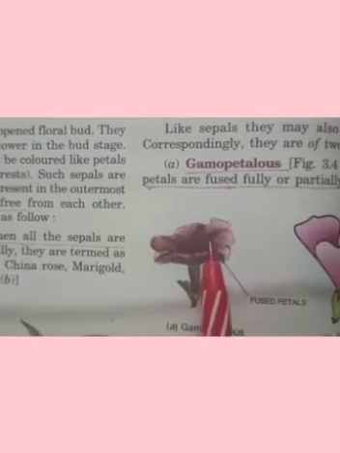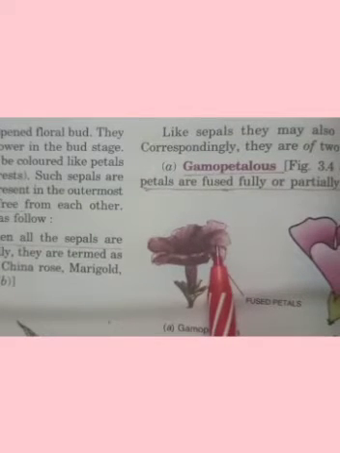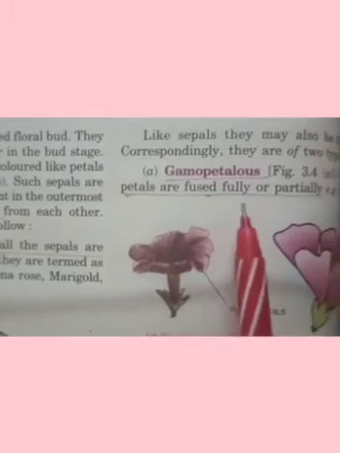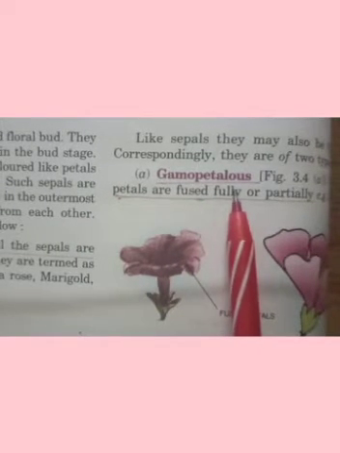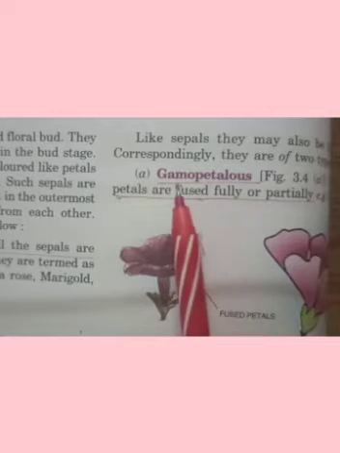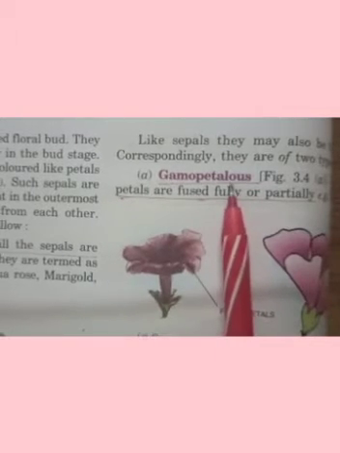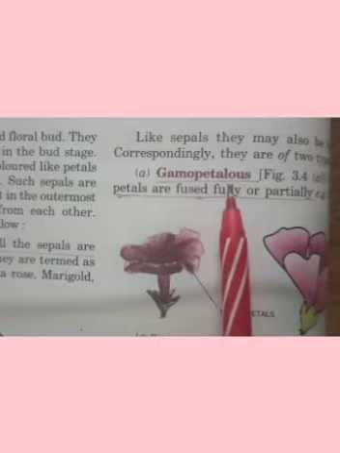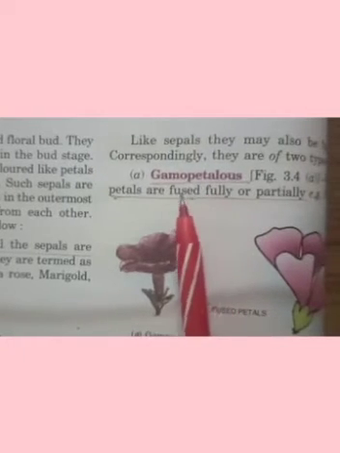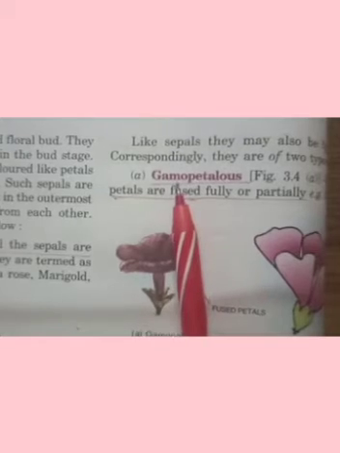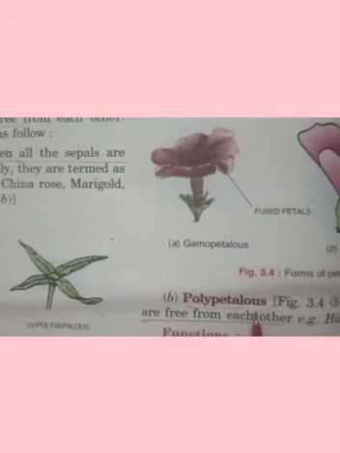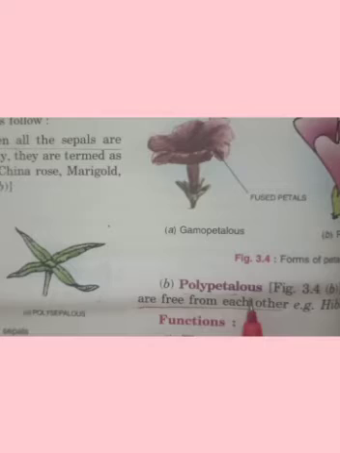Okay, second whorl is your corolla. Corolla may be free, or they may be fused together. So on the basis of these free or fused petals, they again divide into two categories: gamopetalous and polypetalous. Gamo means joined, petalous means petals. When petals are fused fully or partially, then it is called what? Gamopetalous. And when petals are what? Free from each other, then they are called polypetalous.